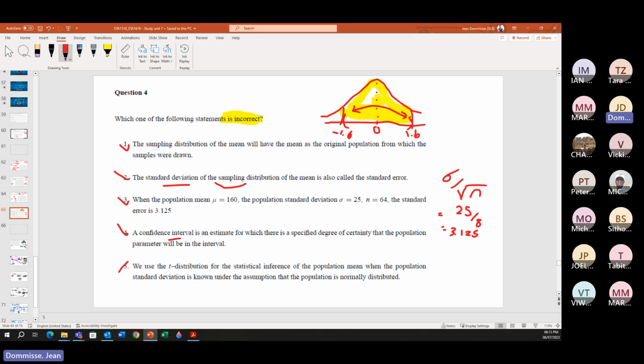So the one that is incorrect is option 5. We use the t-distribution for statistical inference of a population mean when the population standard deviation is known. So that is the one that is wrong. We only use it when it is unknown. Okay, so when it is unknown, we use the t-distribution. That is why number 5 is incorrect. Okay, so let's go to the next question.